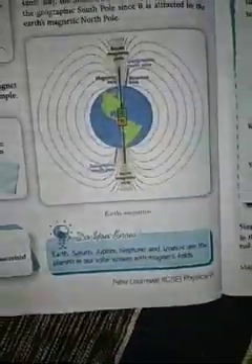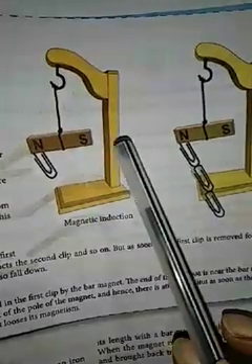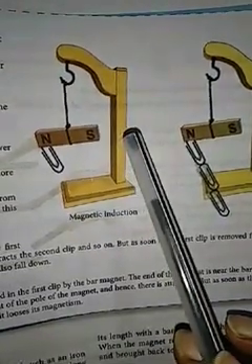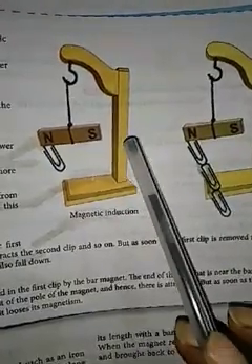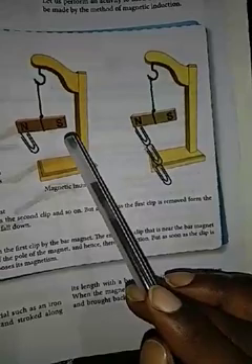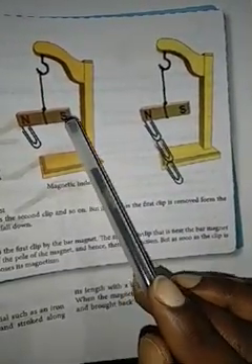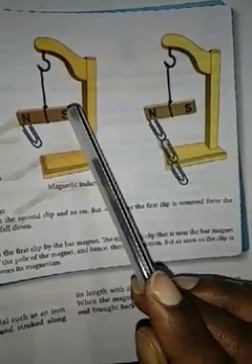And the third one is magnetic induction, a phenomenon where a magnetic material temporarily acquires magnetic properties when a magnet is brought near it. This method is generally used to make temporary magnets. The magnetic properties of the substance disappear the moment the influence of the magnetizing substance is removed.